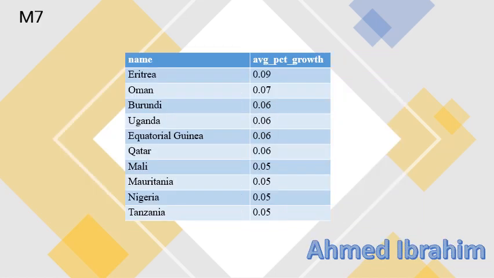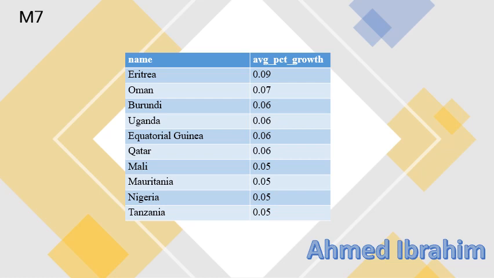Mandatory question number 7. Pick one of your indicators which is not gross percentage and calculate the average percentage of growth for each country for all years 2010 and later. Round the average percentage growth to 2 digits and order by the decreasing average percentage growth.